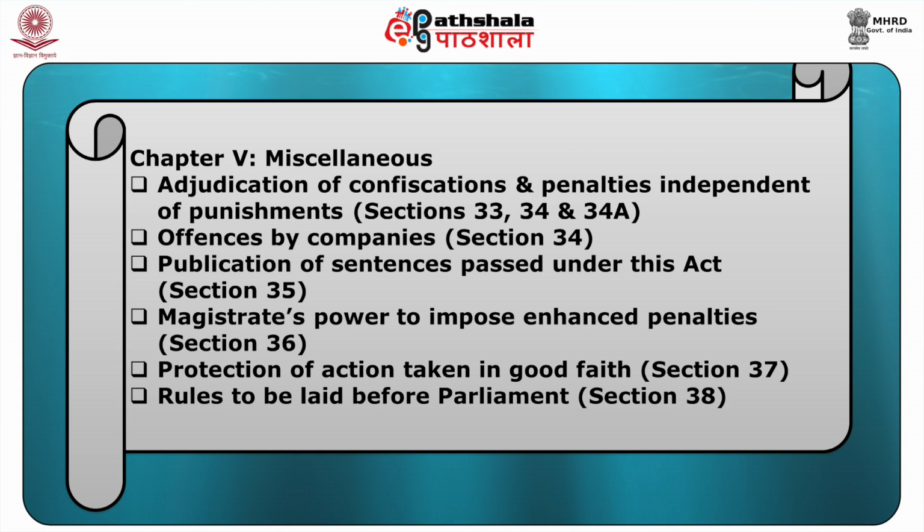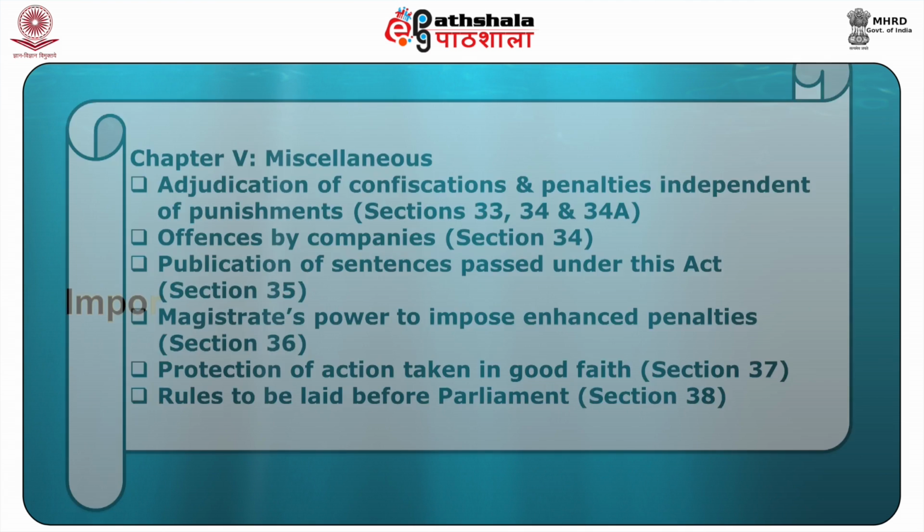Section 34 deals with offences by companies. Section 35 deals with publication of sentences passed under this Act. Section 36 is about the magistrate's power to impose enhanced penalties. Section 37 deals with the protection of action taken in good faith, and Section 38 deals with the rules to be laid before the Parliament.